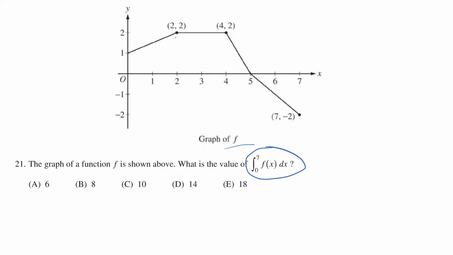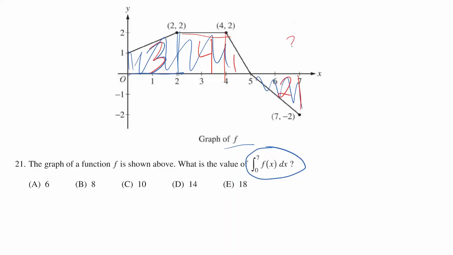So it's just a geometry area problem. Got some positive area, got some negative area. Let's do it. I'm going to call this a trapezoid. 1 plus 2 divided by 2 times 2 is 3. And then 2 by 2 is 4. 2 by 1 divided by 2 is 1. And then our negative 2 by 2 divided by 2 is 2. 3 plus 4 plus 1 minus 2 is 6. There we go.